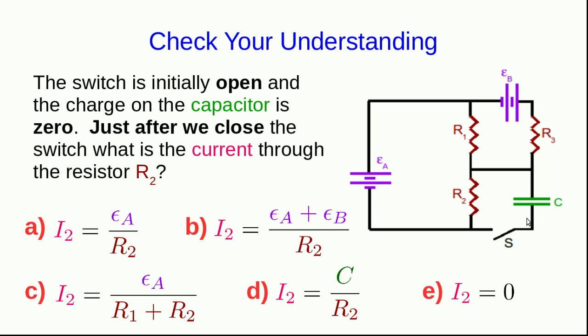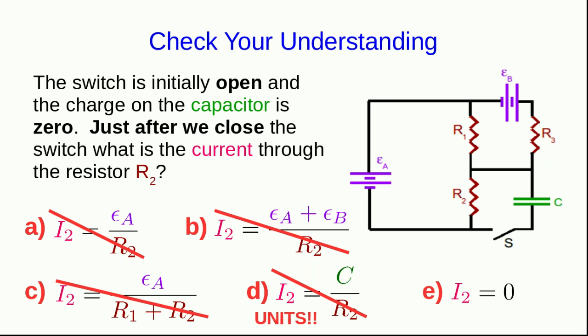Well, the first thing I'm going to say is that D can't possibly be right. If you just look at the units, a capacitance divided by a resistance is not a current, and so that's right out. A, B, and C all turn out to be wrong as well. I'm not going to go into detail through why. I'll just say write some loop laws, and the loop laws will show you that A, B, and C can't be right. So that only leaves us with E.